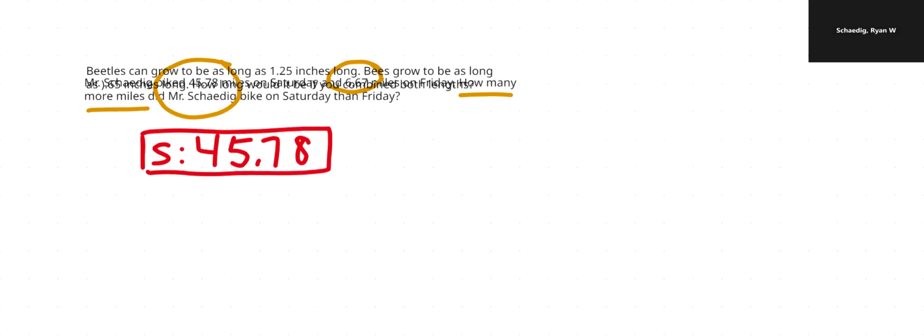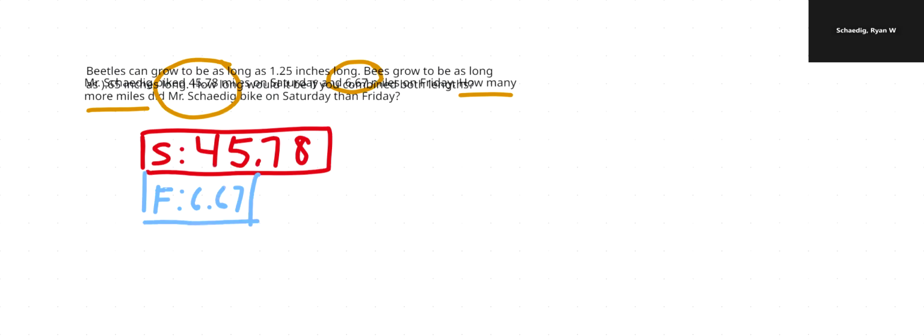And on Saturday, I biked 45 and 78 hundredths of a mile. That was my distance right there. Okay. And on Friday, I biked 6 and here we go. So I'm going to call this my Friday box. On Friday, I biked 6 and 67 hundredths of a mile, right? Which is a shorter distance. So see how I'm modeling that right there?